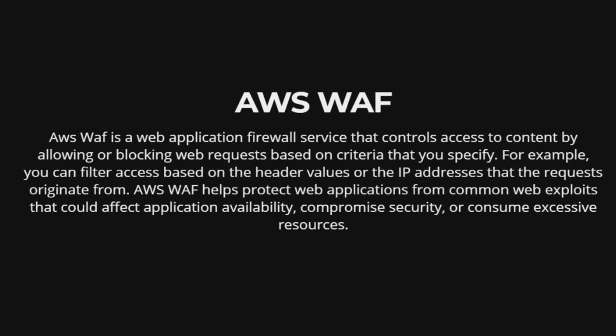AWS WAF. AWS WAF is a web application firewall service that controls access to content by allowing or blocking web requests based on criteria that you specify. For example, you can filter access based on the header values or the IP addresses that the requests originate from. AWS WAF helps protect web applications from common web exploits that could affect application availability, compromise security, or consume excessive resources.